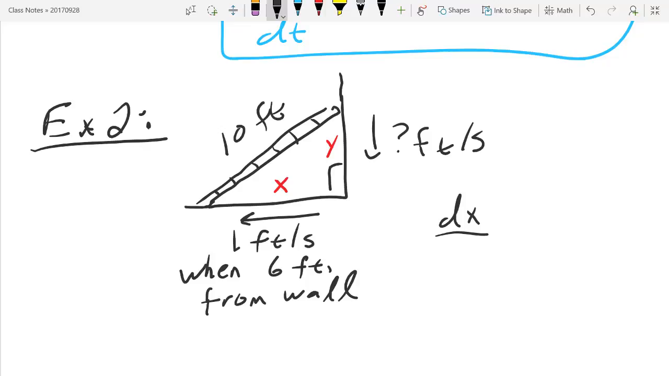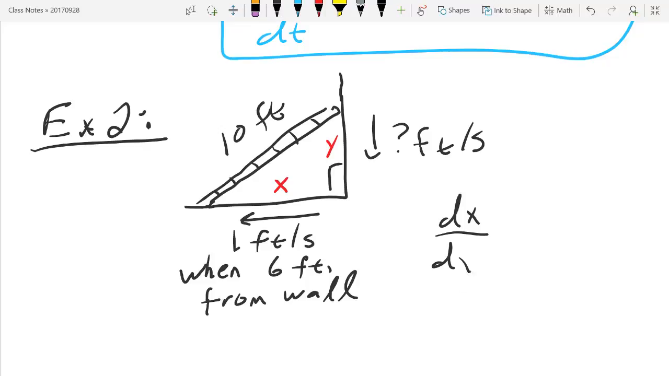Okay, so let's think about it for a second. It's changing by 1 foot, right, per... oh, so it's dt. t doesn't show up anywhere here in our variables, does it? We have to think about what it is changing with respect to. It's changing with respect to time, right?